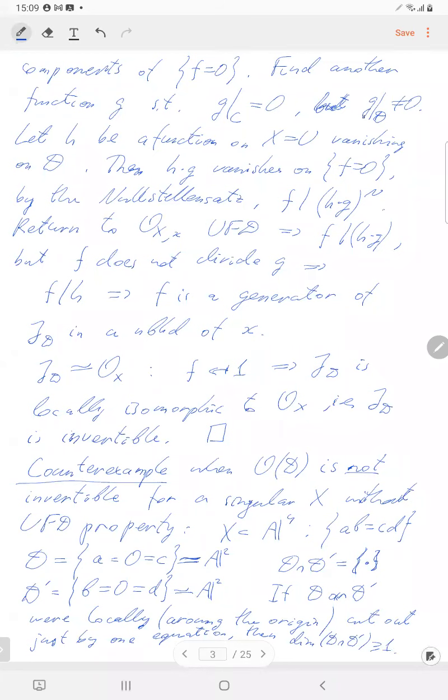Okay, so this is the contradiction, and it proves that neither D nor D prime can be cut out by one equation. You do really need both of those, A equals 0 and C equals 0, B equals 0 and D equals 0. Okay, so you see, you do really need some regularity condition like UFD, and in this case it fails.